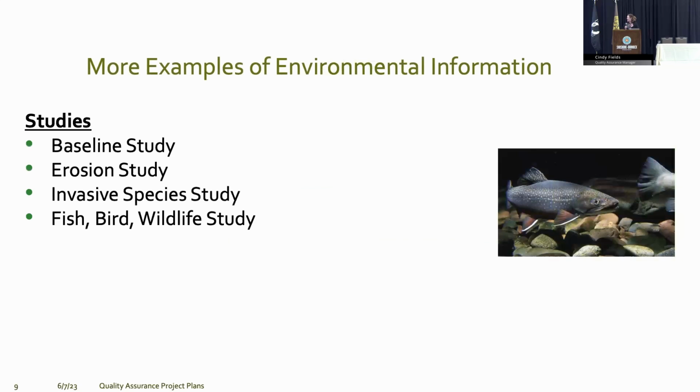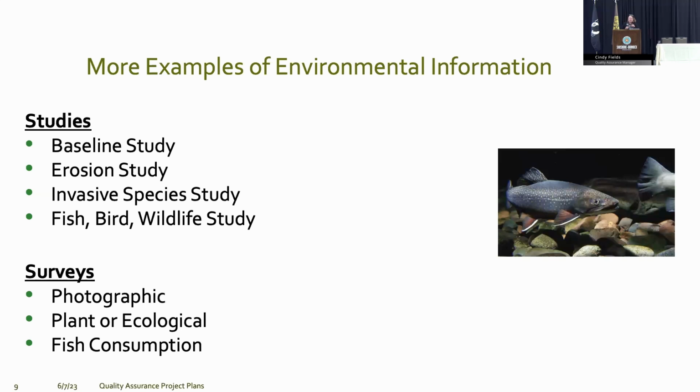So some more examples of environmental information are various studies, wildlife studies or invasive species studies. Or different surveys like plant or ecological, photographic, or fish consumption surveys.